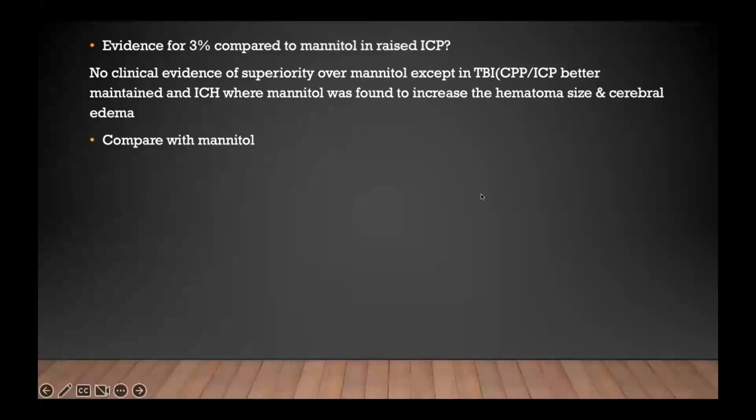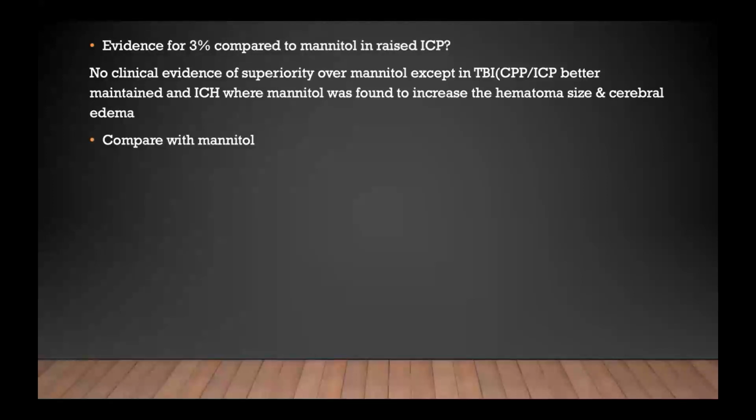There is a recent trial on 3% and mannitol. It shows there is no evidence of which is superior, but they say 3% gives more cerebral perfusion and a prolonged action compared to mannitol. Other than the 3% we use here, 21% is also available, which comes in a vial and is given as a bolus, not as an infusion. Whenever there is a rise in ICP, it is given as a bolus.